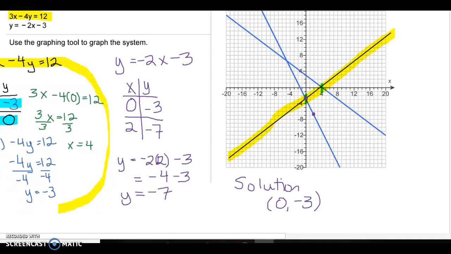I hope this helps. If not, we can talk again on Monday. Just make sure we've got it. Videos, again, are tough to explain graphing.